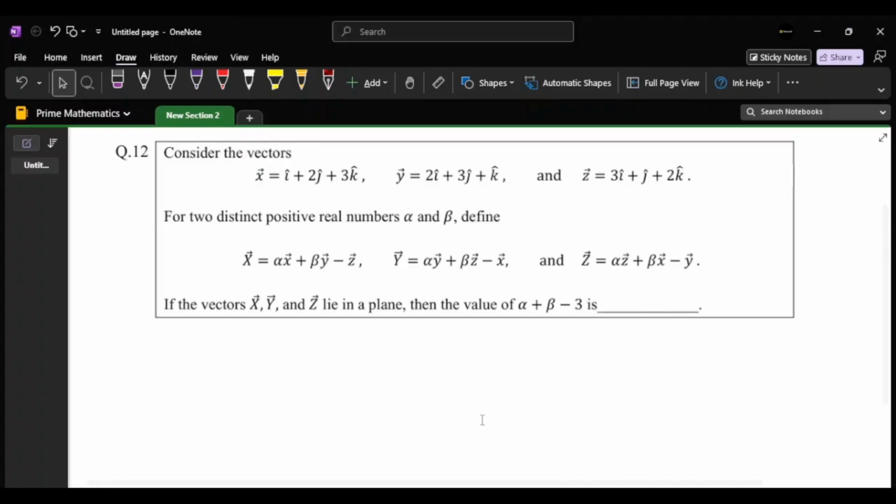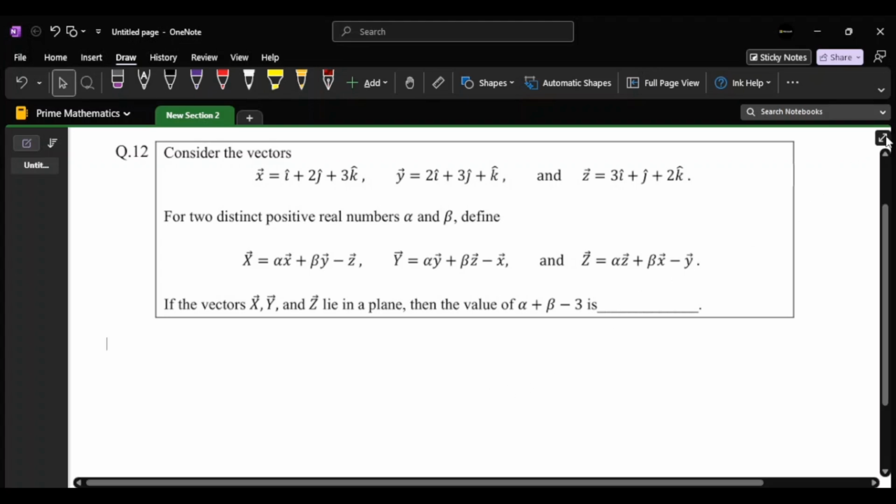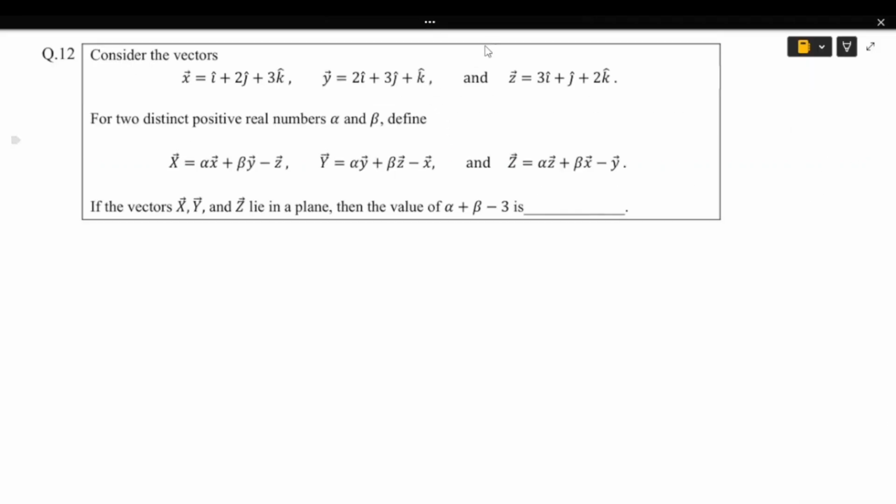Today we are going to discuss JEE Advanced 2025 paper number 2, question number 12. Let's first read out the question, what's given in this question. Here it is mentioned we have the x vector, y vector and z vector which are used under the linear combinations.